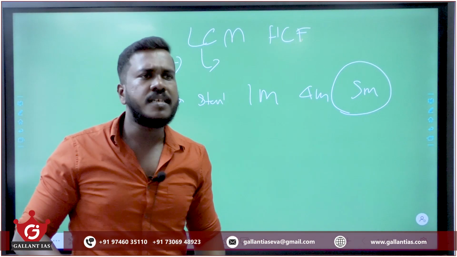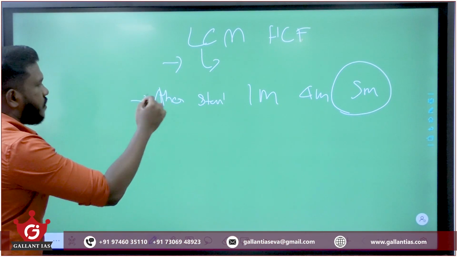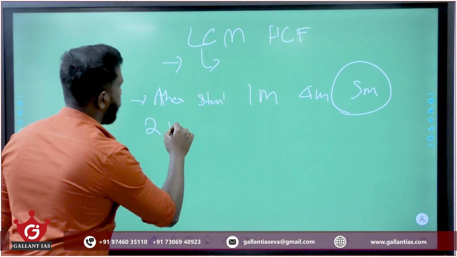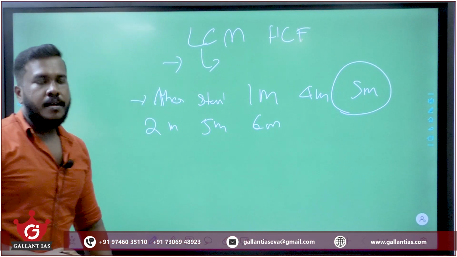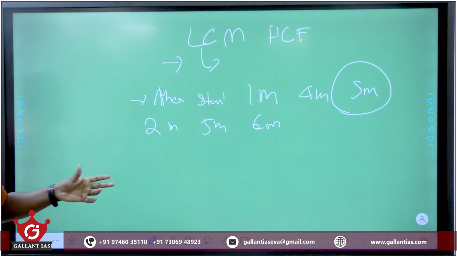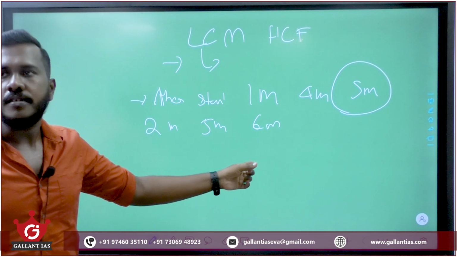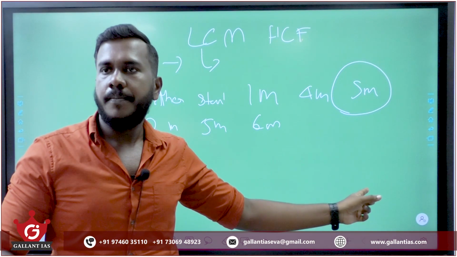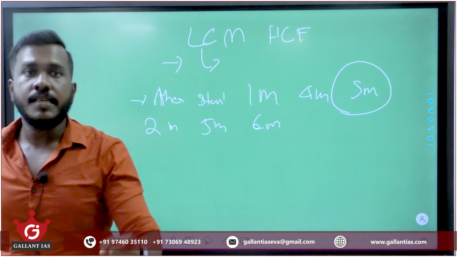But what about an LCM question? For example, a question like 3 bells tolling at intervals of 2 minutes, 5 minutes, 6 minutes. Find the time duration at which the 3 bells toll together. So what is the thing we need to find here? Is it LCM or HCF? It is LCM, right?